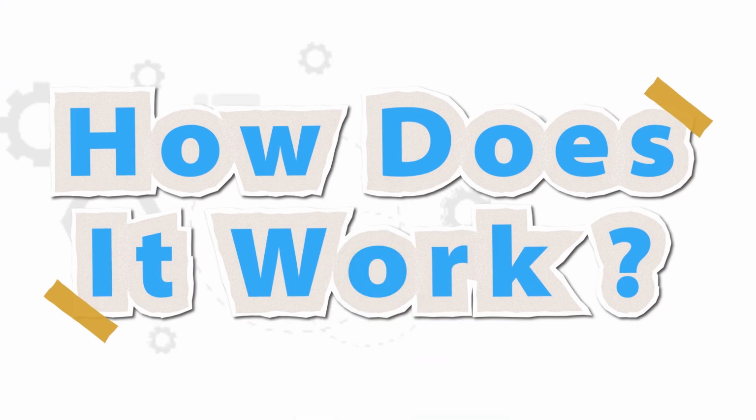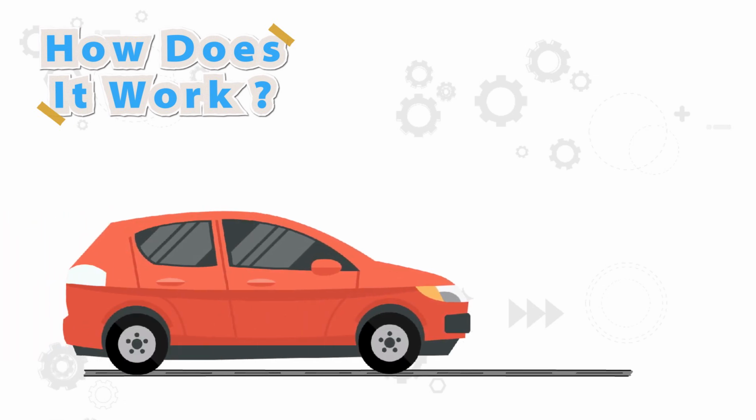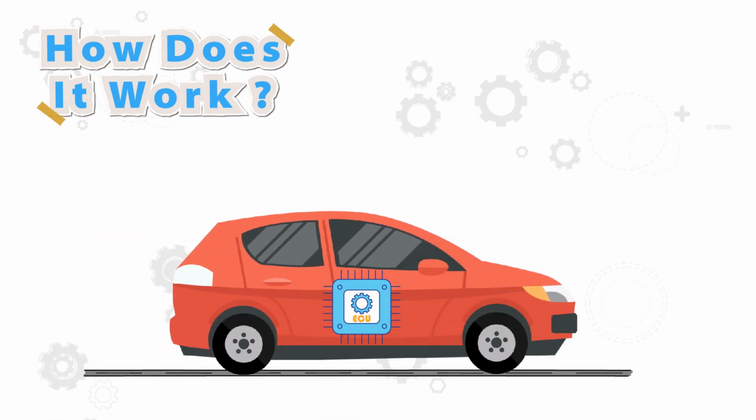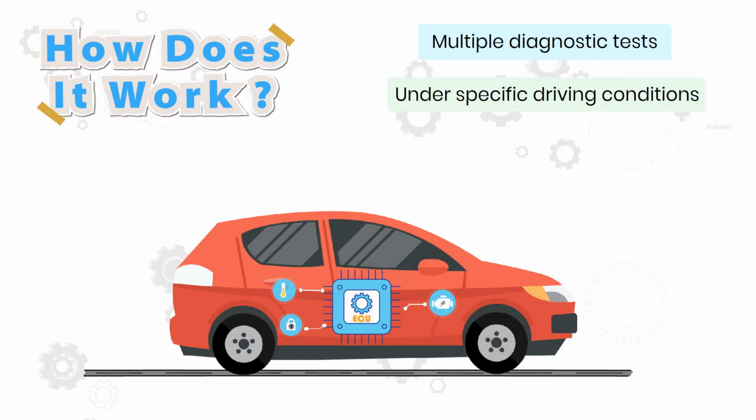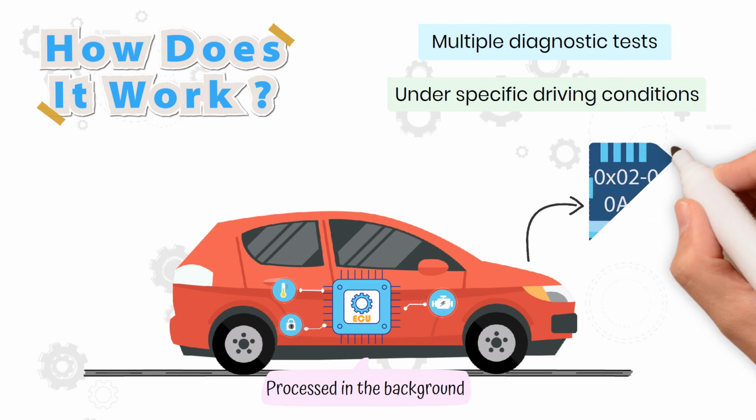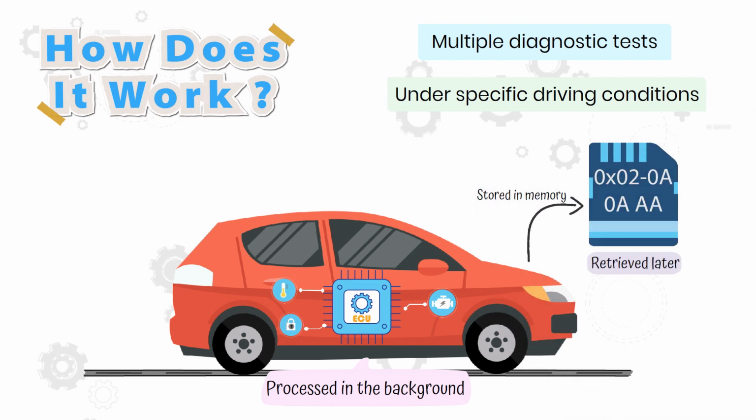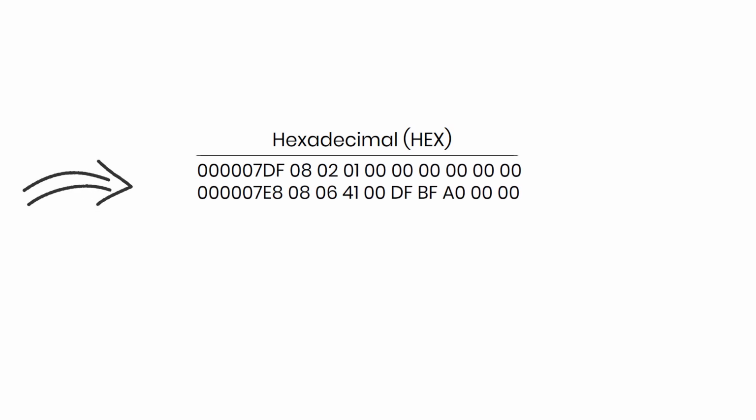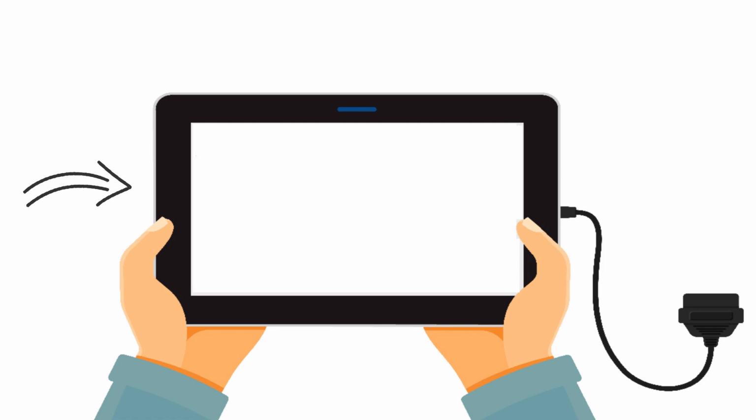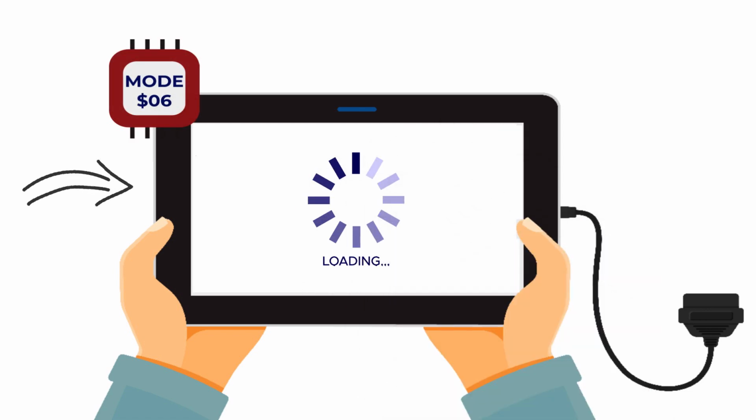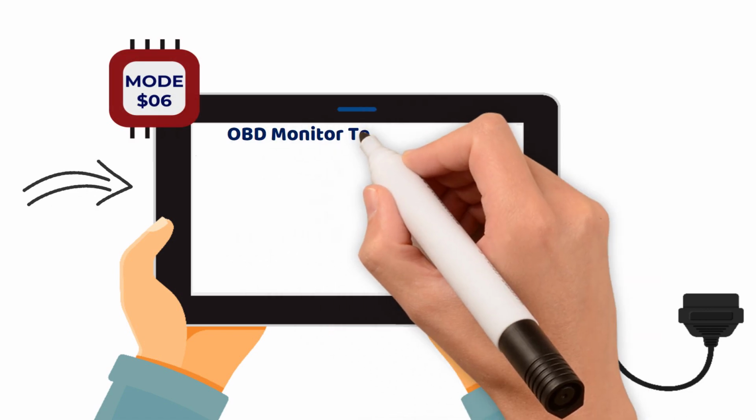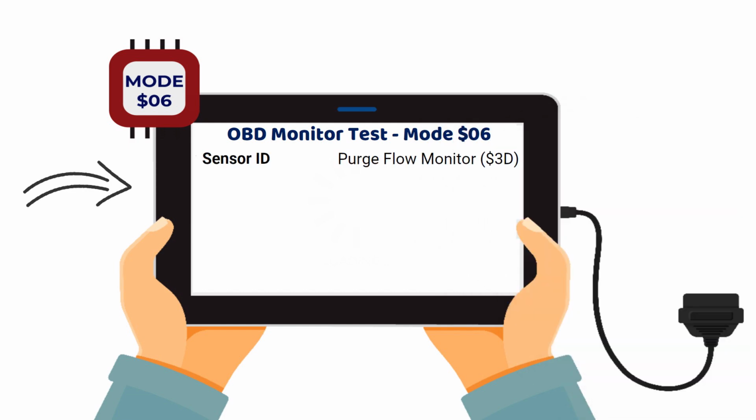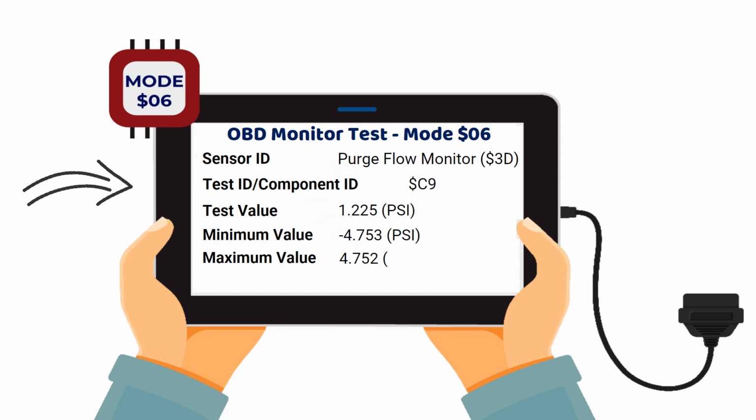How does Mode 6 actually work? The ECU, Engine Control Unit, identifies which system monitors are supported and runs multiple diagnostic tests under specific driving conditions. These tests are processed in the background and the results are stored in memory, ready to be retrieved later. Mode 6 displays data in hexadecimal (hex) format. To view this data, you'll need a diagnostic tool that can accurately read and convert it into human-readable values. Once connected, it helps you detect systems that may be underperforming, showing signs of early failure, or requiring further inspection, even if the check engine light hasn't turned on yet.